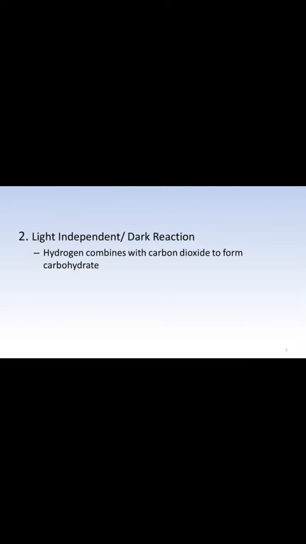The next stage does not require light energy, and it is therefore called the light-independent stage or dark reaction. In this stage, hydrogen that was made in the light stage, that is from the splitting of the water molecules, will combine with the carbon dioxide in a reduction reaction to form sugars. Glucose is the main sugar that is made during this reaction. At the bottom, we have an equation to represent this reaction.